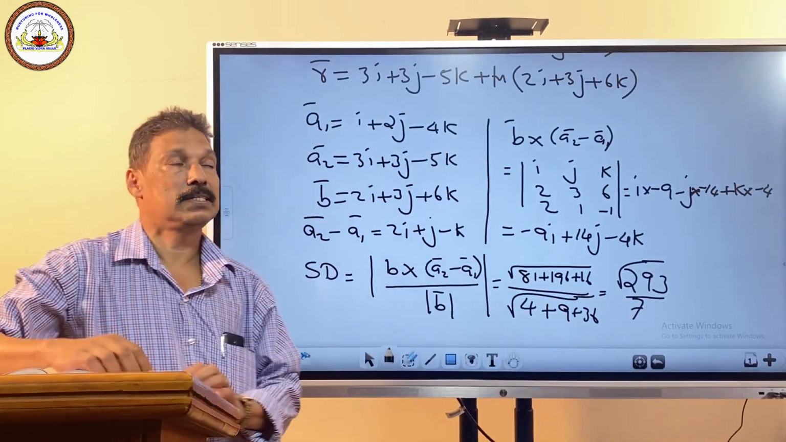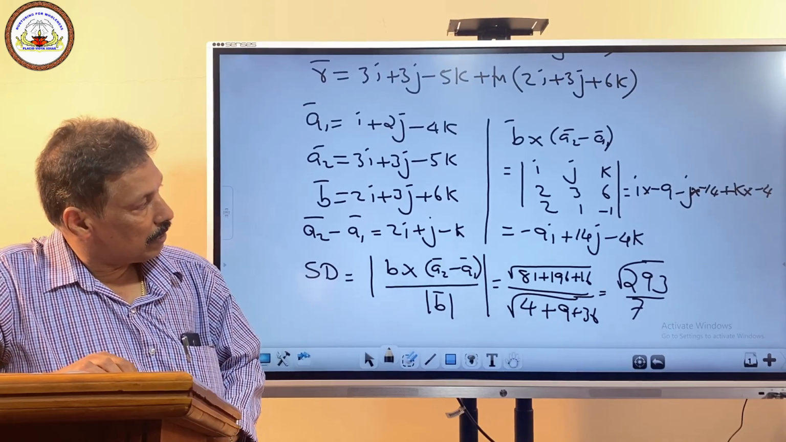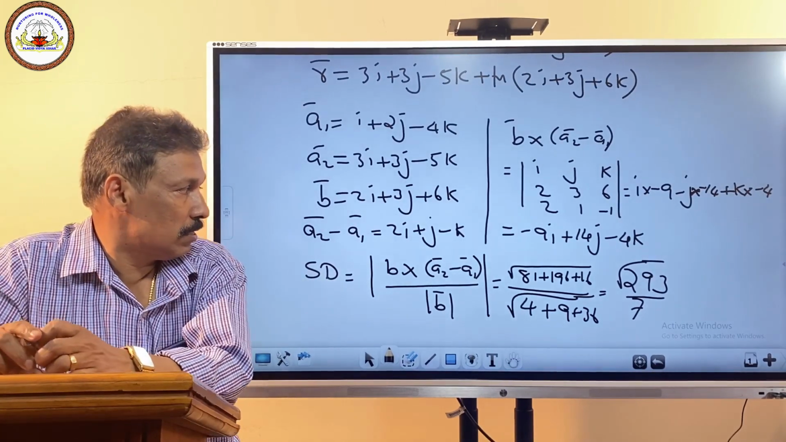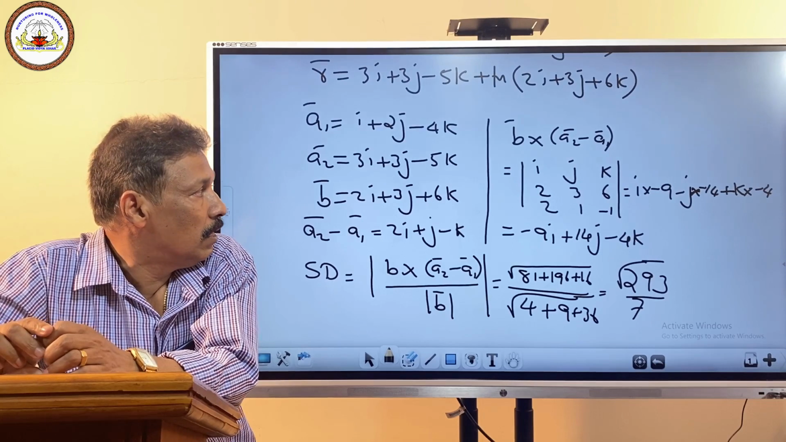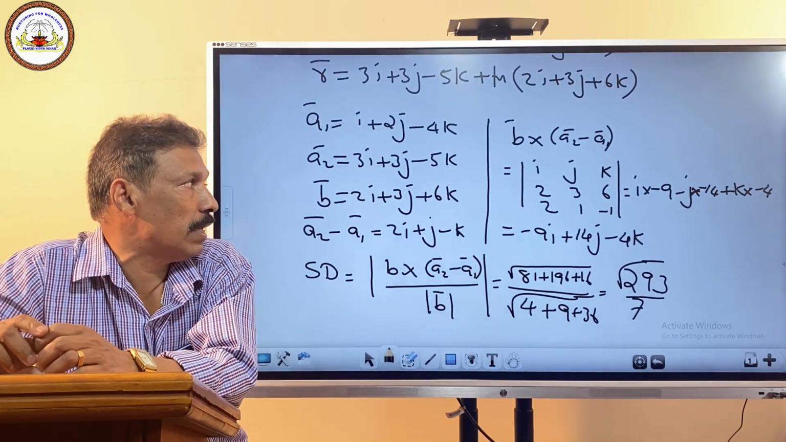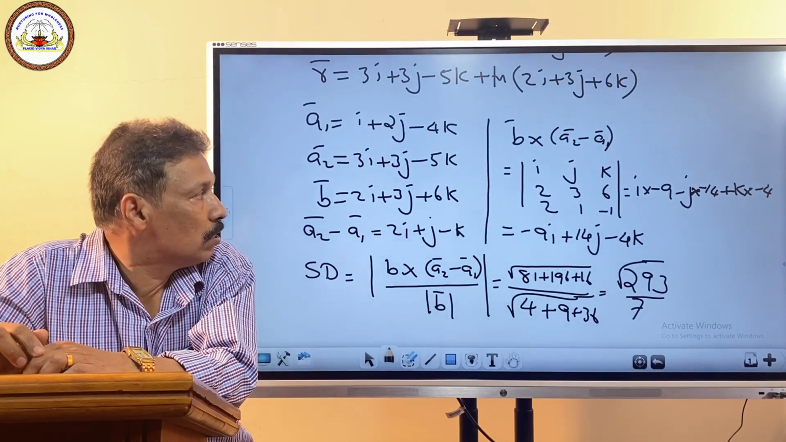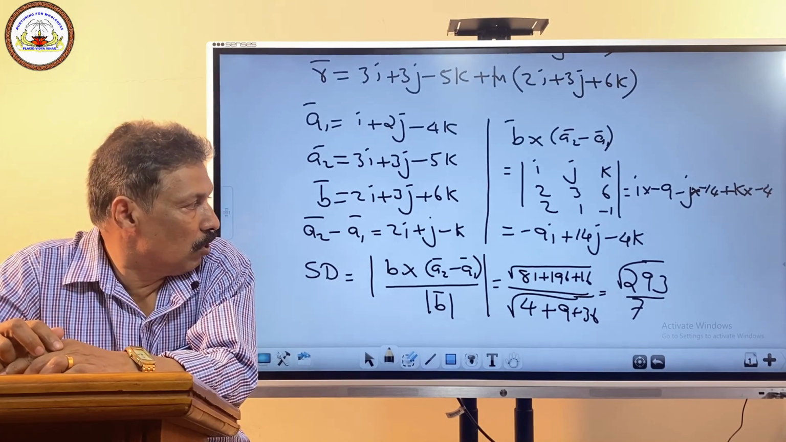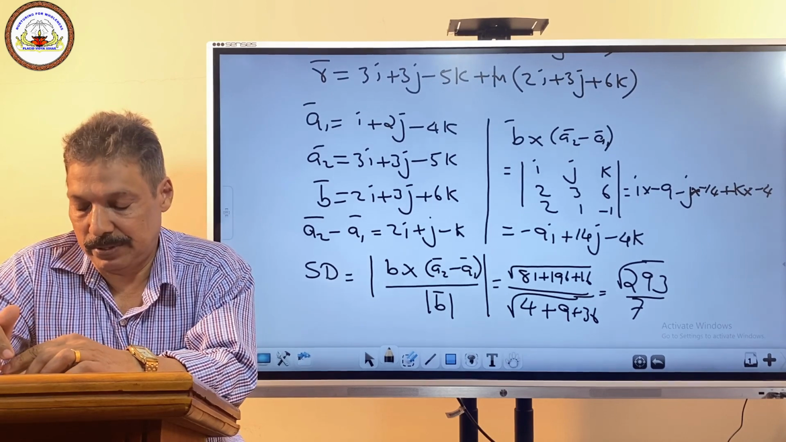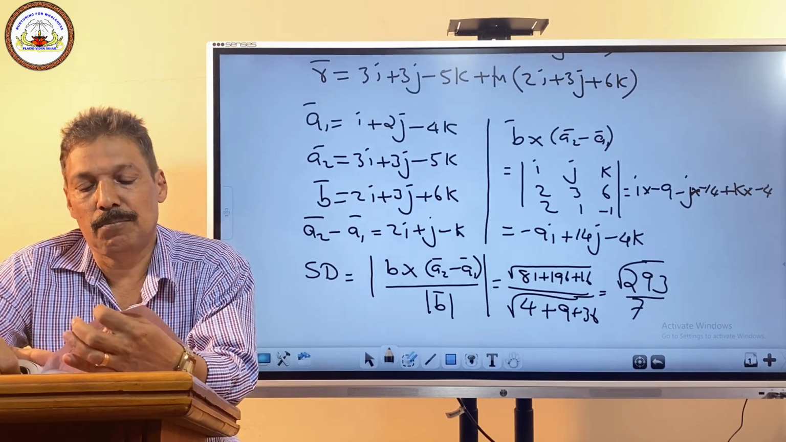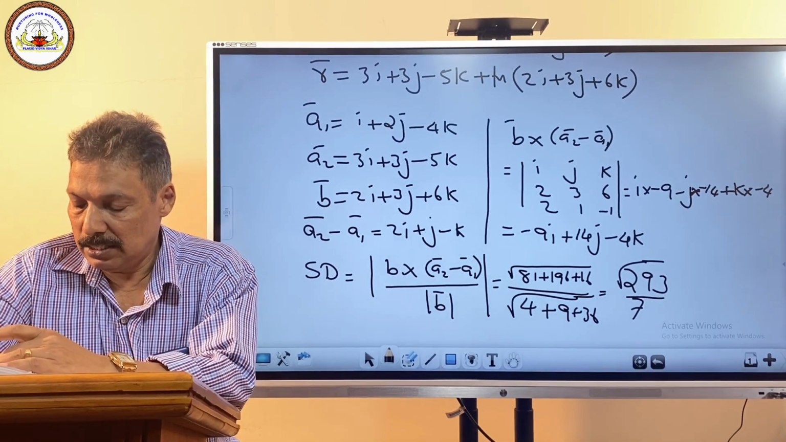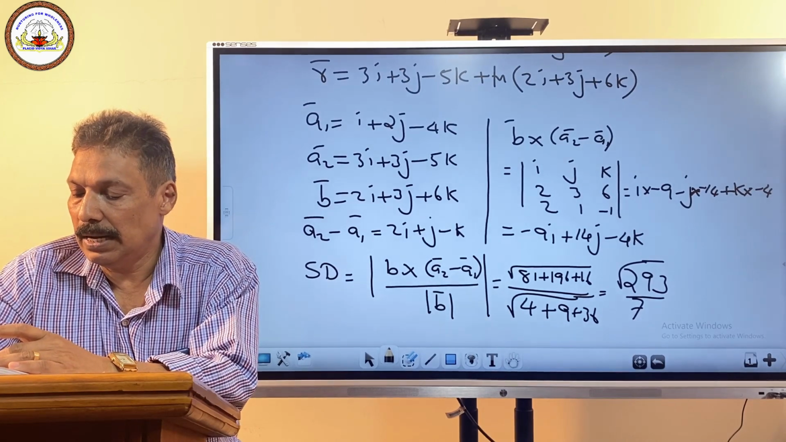That's the shortest distance. Then we apply the formula for finding the shortest distance between two skew lines. Either we can apply B cross A2 minus A1 or A2 minus A1 cross B. We take the modulus, then both are the same value. Again, we consider some problems in our textbook, exercise number 11.2.